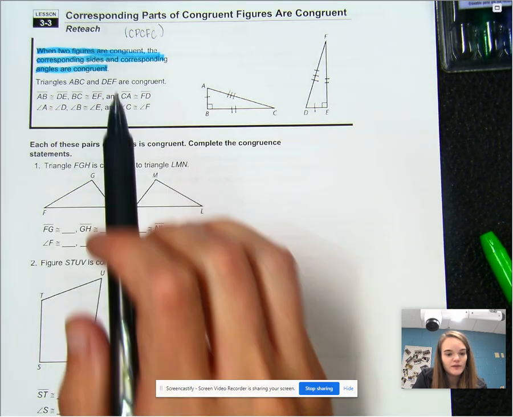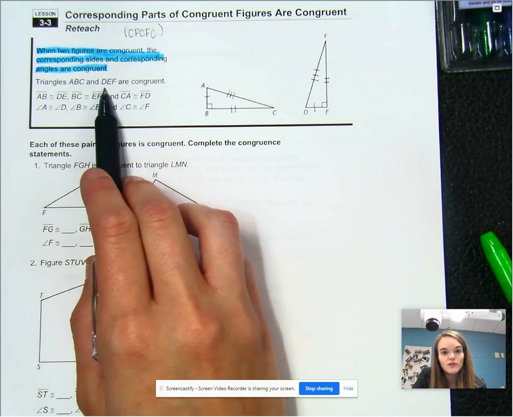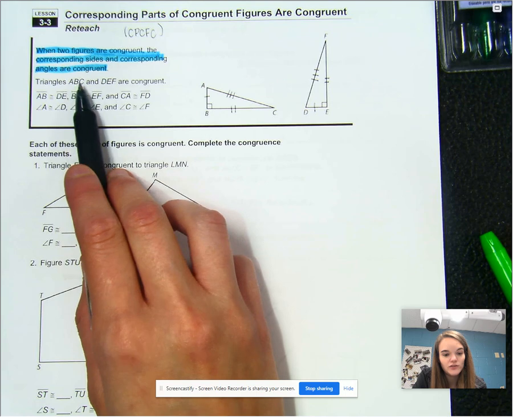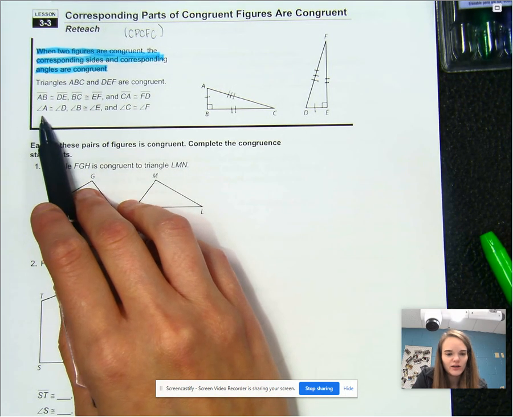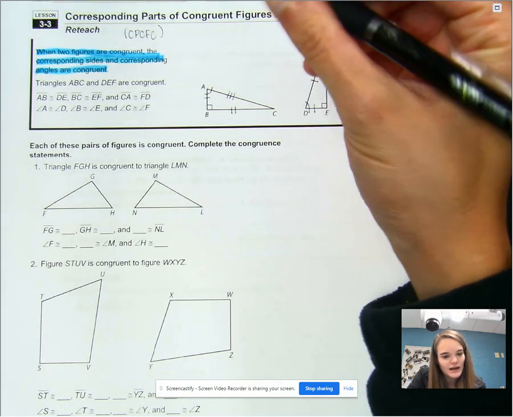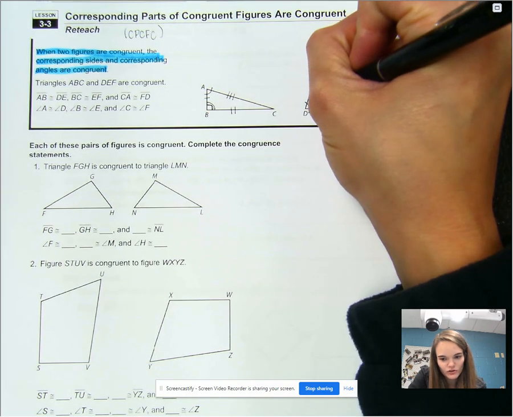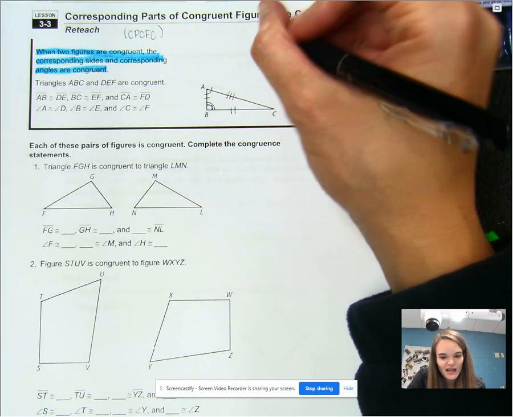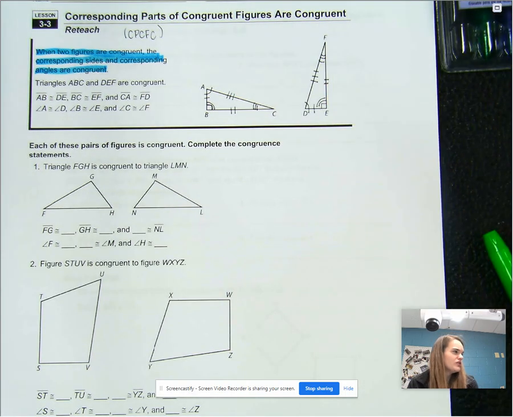I want you to notice something. See how they have A and B and D and E? You put them in the order that they tell you they are. A, B, C, so A goes with D, B goes with E, C goes with F. You have to put them in order. Order matters. All right, now let's look at the angles. Angle A is congruent to angle D. Angle B, it's got a piece there already, so it shows right angles too. Angle B and E are congruent, and C is congruent to F. I do want you to put the marks in there.